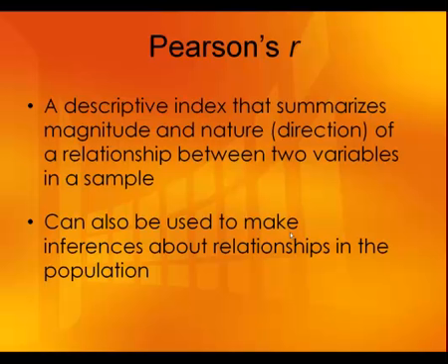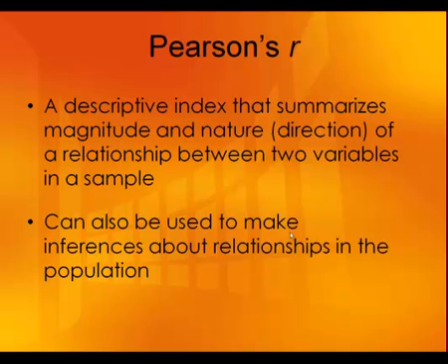Pearson's R is a descriptive index that summarizes the magnitude and the direction, or the nature, of the relationship between two variables. In this case, you can think of it in terms of variable X and variable Y. We can also use this to make inferences about the relationships in the population, which is really why it's important to talk about Pearson's R. The correlation coefficient, Pearson's R, is a numerical measurement that assesses the strength of that linear relationship.